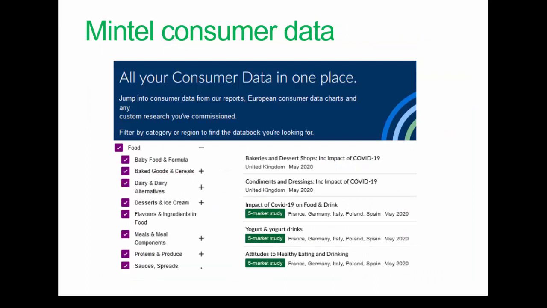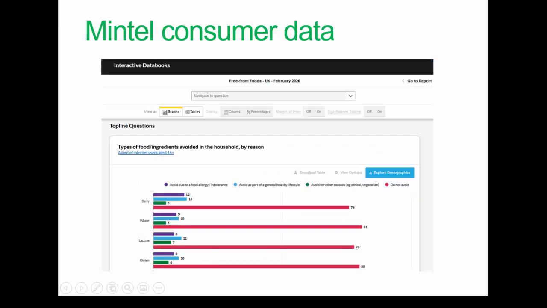Mintel's consumer data is the place to look for reports in specific markets. Here I've chosen the food category, and clicking on the plus sign over here will drill down further. Again, I've done a walkthrough of this in the various videos I've done on Mintel. As an example, this graph shows the type of foods and ingredients avoided in your households and why. The data is from an internet survey, and if you click on the link, it'll give you more details about the source. This will be useful, for example, if you're pitching, say, a wheat-free product.